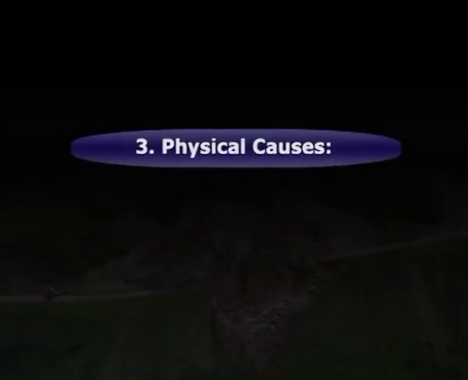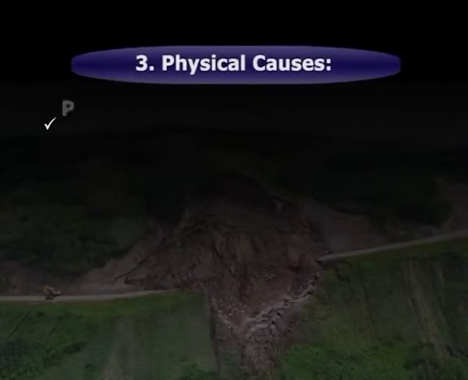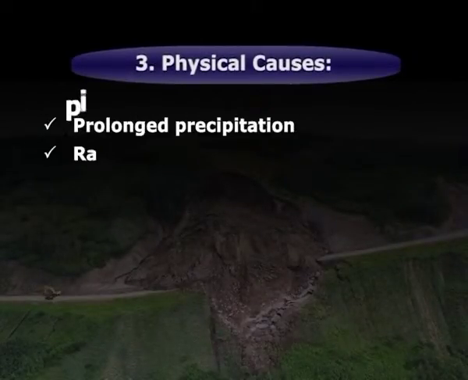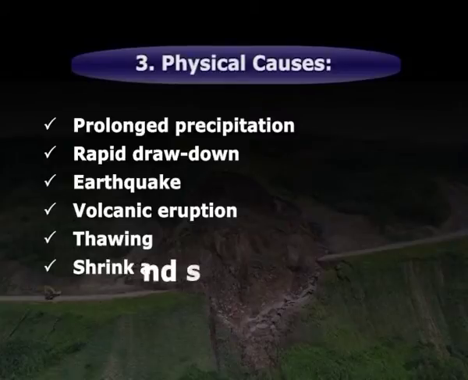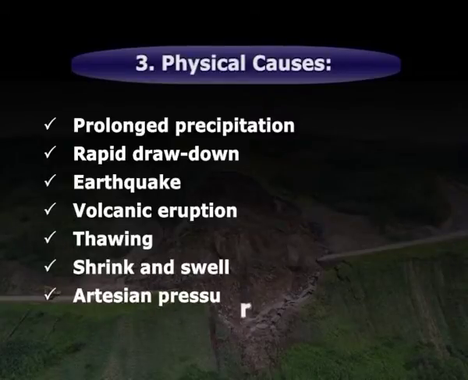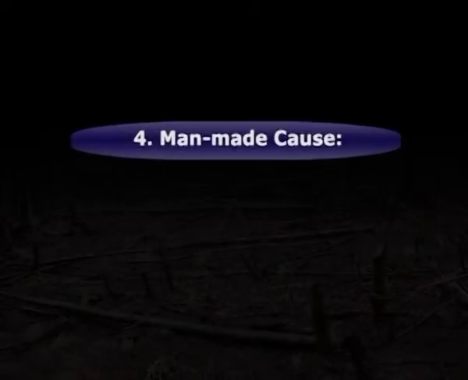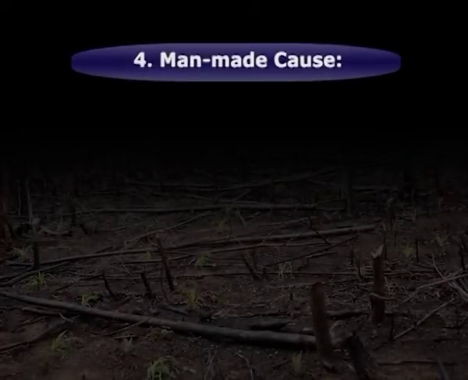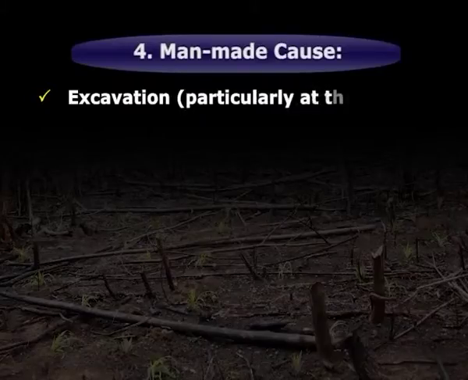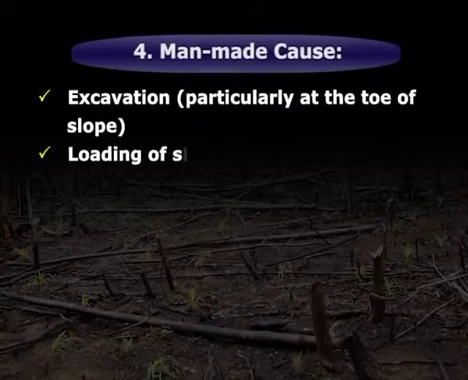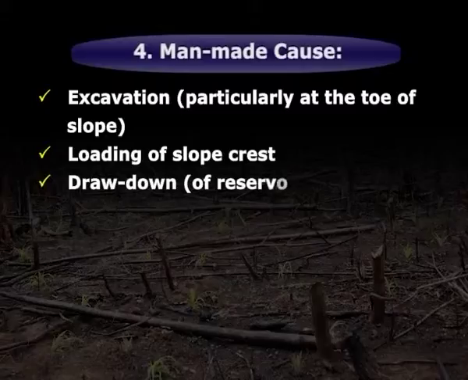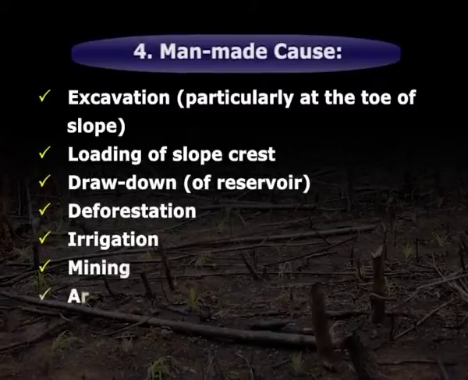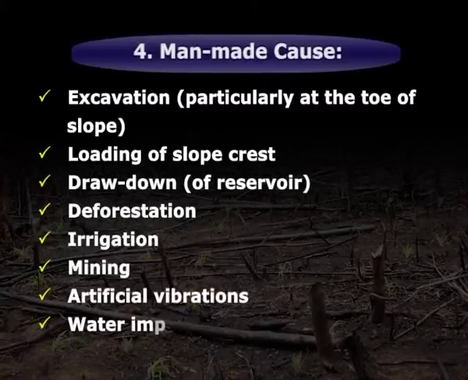Point number 3, physical causes: prolonged precipitation, rapid drawdown, earthquake, volcanic eruption, thawing, shrink and swell, artesian pressure. Point number 4, man-made causes: excavation, particularly at the toe of slope, loading of slope crest, drawdown of reservoir, deforestation, irrigation, mining, artificial vibration, water impoundment and leakage from utilities.